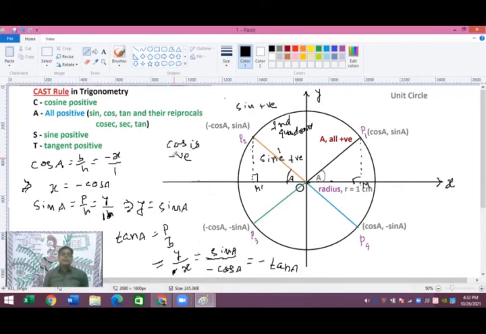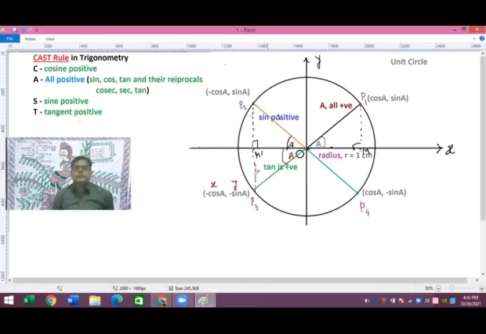For example, if cosine is negative, then sec is also negative. If tan is negative, that means 1 by tan, that is cot A, will also be negative. And here sin positive means its reciprocal cosec will also be positive, because cosec A equals 1 by sin A, and as sin A is positive, therefore cosec A is also positive. In the third quadrant we found tan is positive.